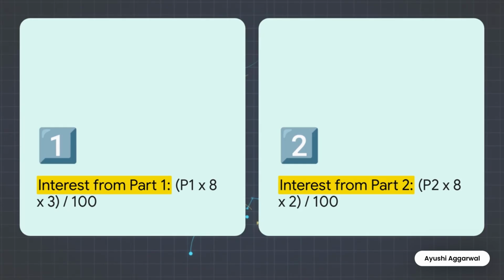The key to cracking this is right there in the question. It tells us the interest from both parts is equal. So that's our starting point. Interest from part 1 equals interest from part 2. We can just write out the formula for both sides. So on one side, we have P1 times 8 times 3 divided by 100, and that's equal to P2 times 8 times 2 divided by 100. P1 and P2 are just the 2 parts of his money.